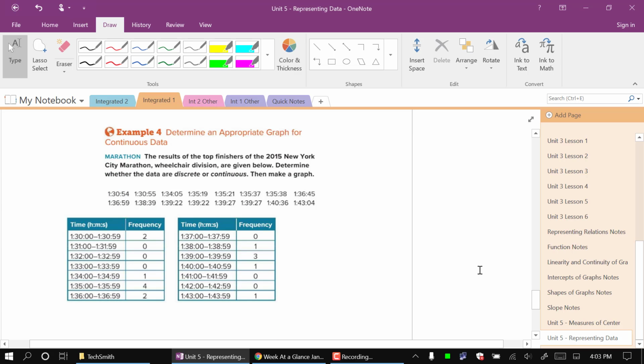So with example 4, we want to determine an appropriate graph again. We have the results of the top finishers of the 2015 New York City Marathon, wheelchair division. So we have all these times. I went ahead and put these times in groups, and then I tallied how many happened in each of those groups. Because this is a continuous result, we're dealing with time, and time keeps going and going and going, we're going to use a histogram to represent the data here.